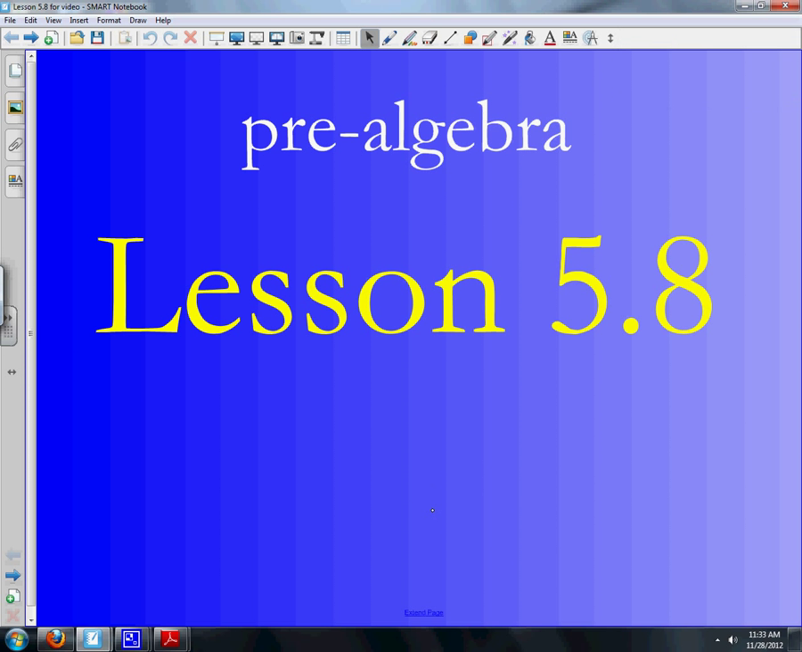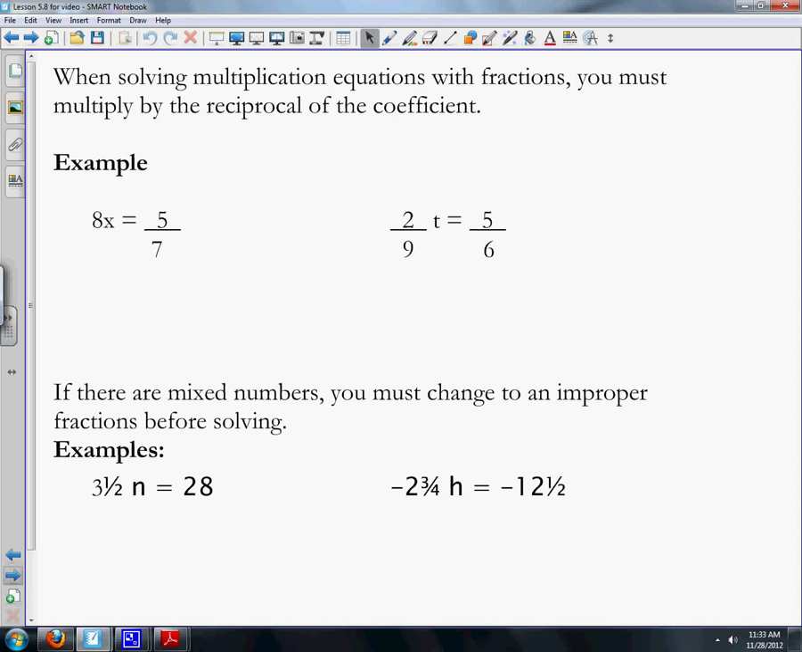Hey guys, this is lesson 5.8 for pre-algebra. The title of this lesson is Solving Multiplication Equations with Fractions. So, you're going to be solving multiplication equations with fractions.